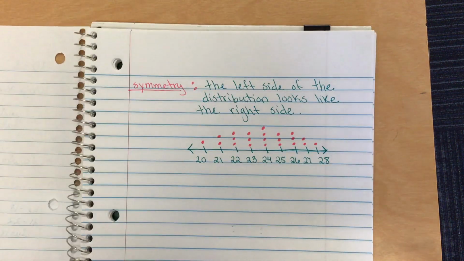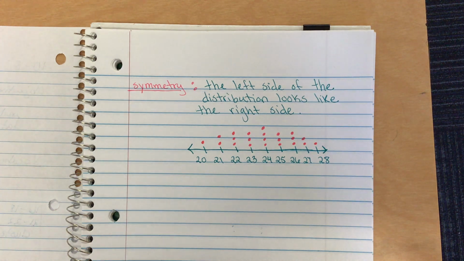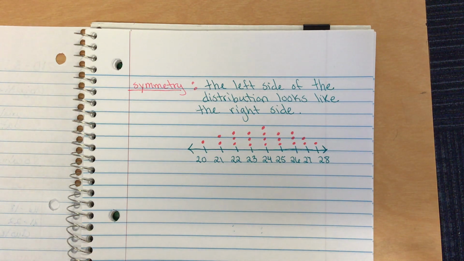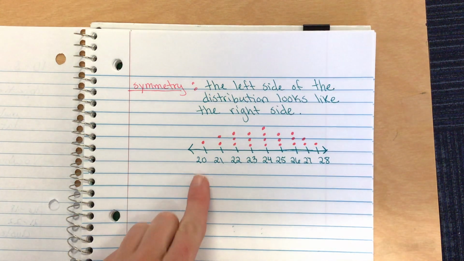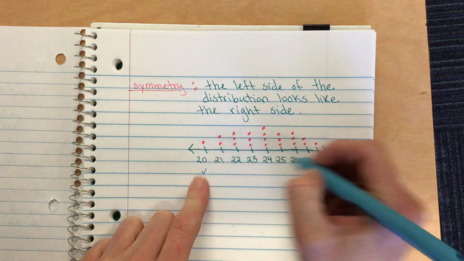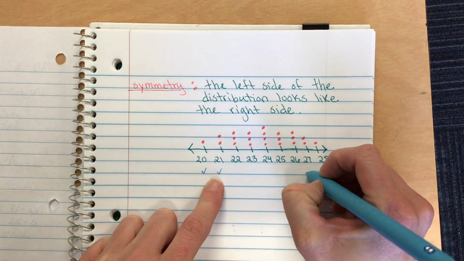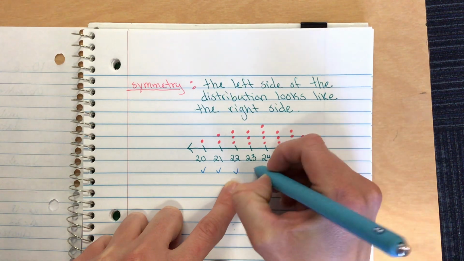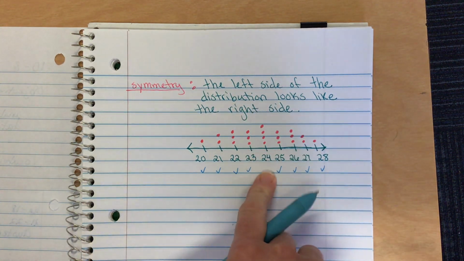And then the last word is symmetry. Symmetry means the left side of the distribution looks like the right side. So if we were to split our data in half, the left and right hand sides would look exactly the same. Okay, so I'm going to find where would the middle be just using our number line. Okay, so in the middle would be 24.